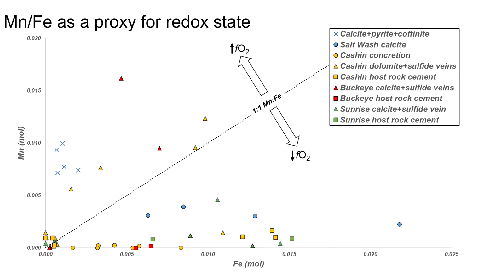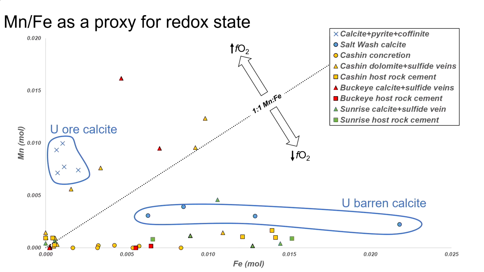We can also look at the trace element geochemistry in this system, in particular the manganese and iron, given their potential for interpreting some of the redox state of the fluids that they were forming from. So on the y-axis here, we have the molar manganese content of these carbonate minerals. And on the x-axis, we have iron. So it's a little bit busy here, but I just want to highlight again the main takeaways. So high manganese to iron ratios are associated with the uranium ore calcite, and lower ratios of manganese to iron are associated with the calcite that's not associated with uranium.